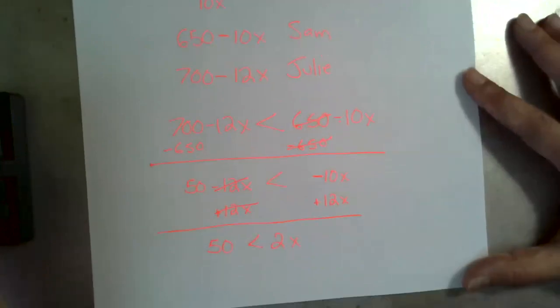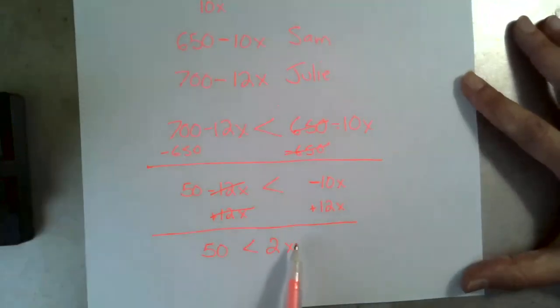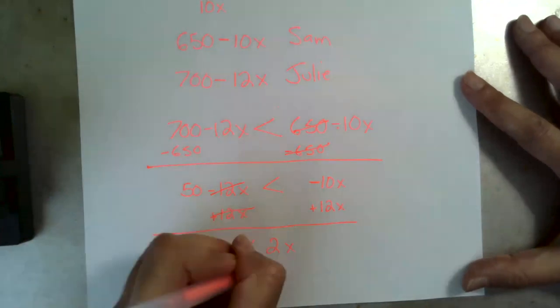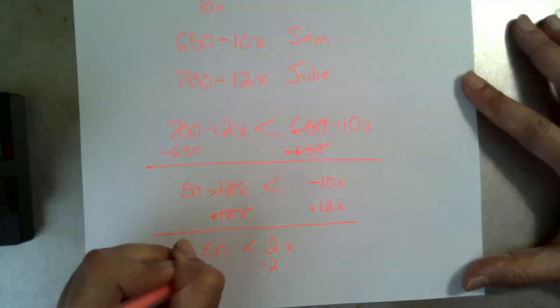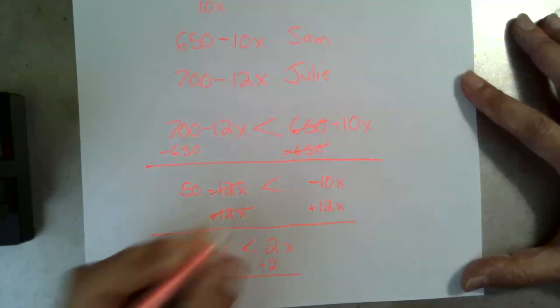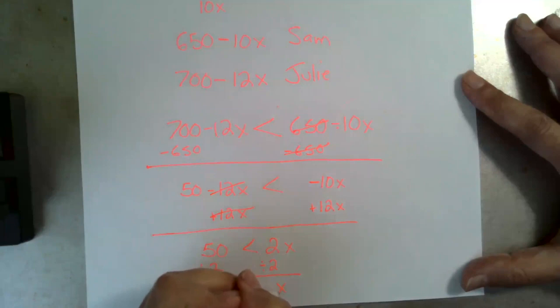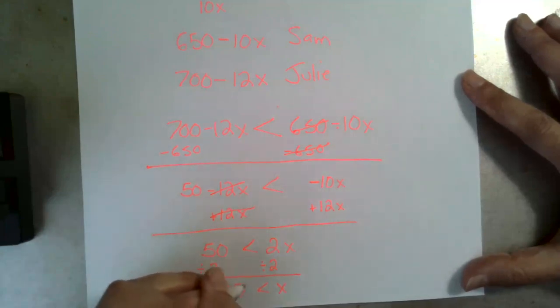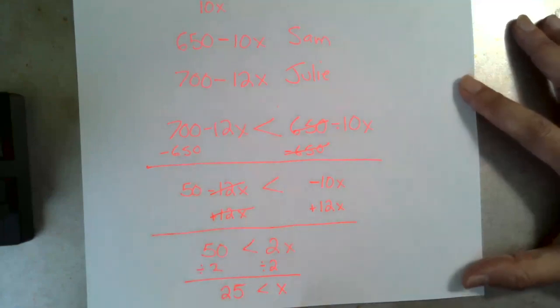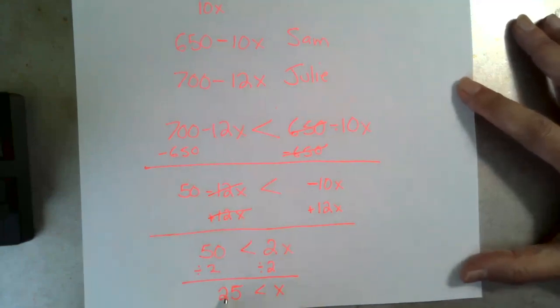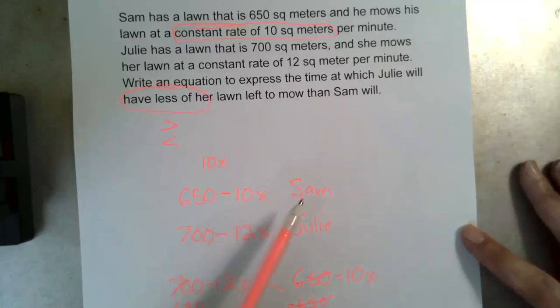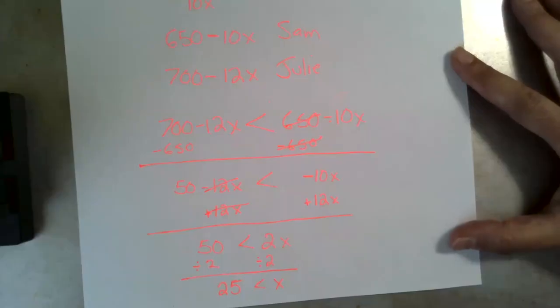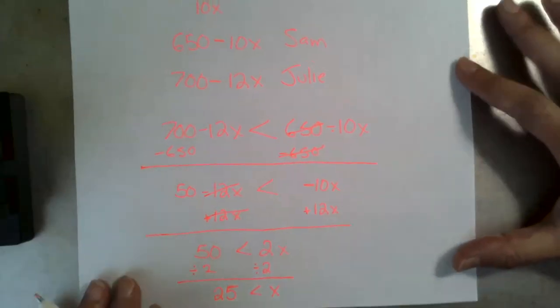And then my final step is I want to get x by itself. So opposite operations. This is 2 times x. So to get rid of it, I do the opposite. I divide by 2. 2x divided by 2 leaves me with just x. 50 divided by 2 leaves me with 25. So what this tells me is that when time is greater than 25 minutes, Julie will have less of her lawn still to mow than Sam will. Wow. So that was a lot of working, but really, we got it.